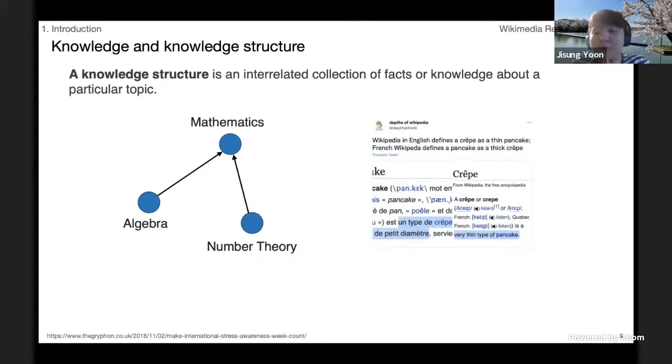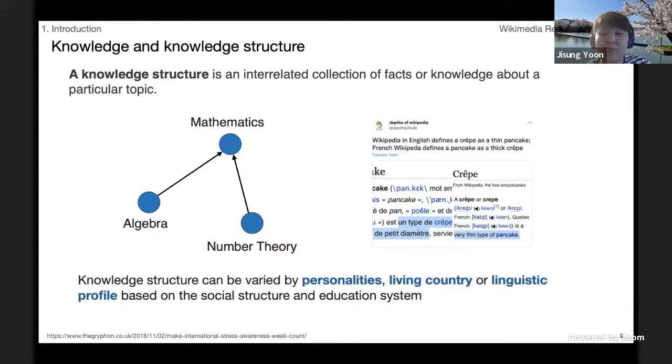And this is also an interesting example on the real Wikipedia, which is evidence that language definitely affects the knowledge itself. According to English Wikipedia, they define the crepe as a thin pancake, but French Wikipedia defines the pancake as a thick crepe. As we can see, people's knowledge structure can vary by personality, or living country, or language profile based on the social structure and education system.